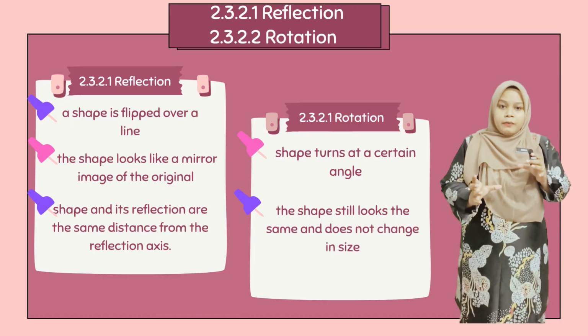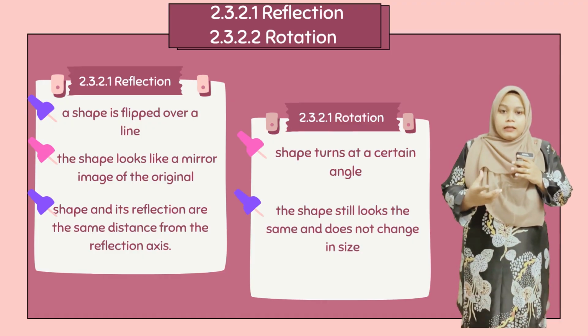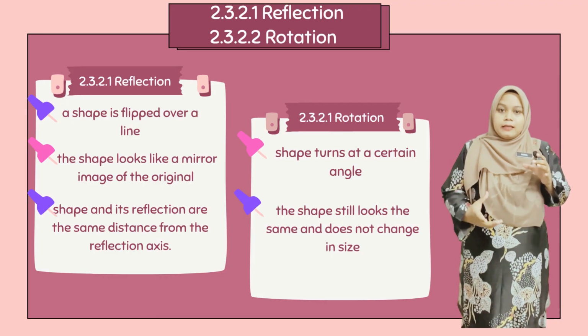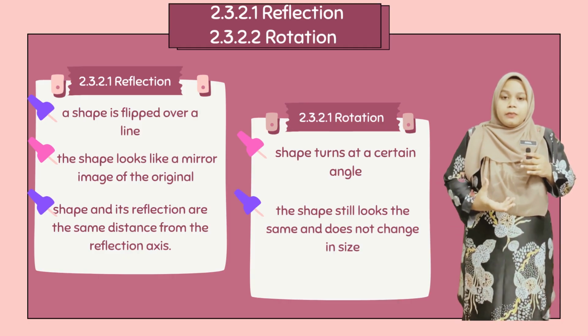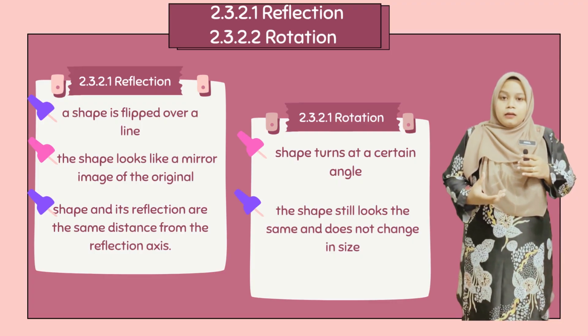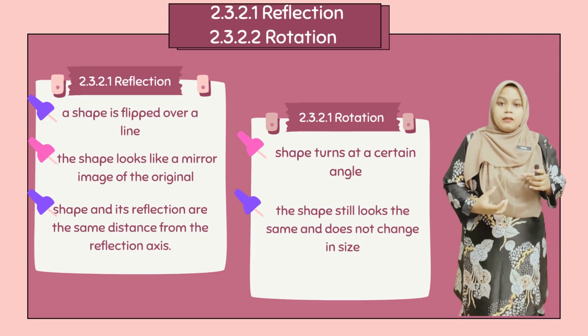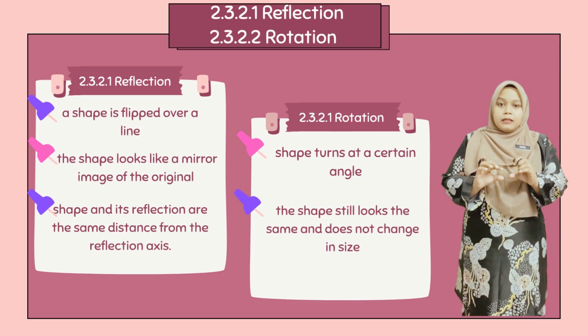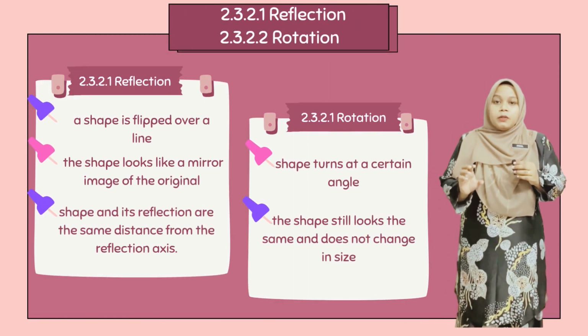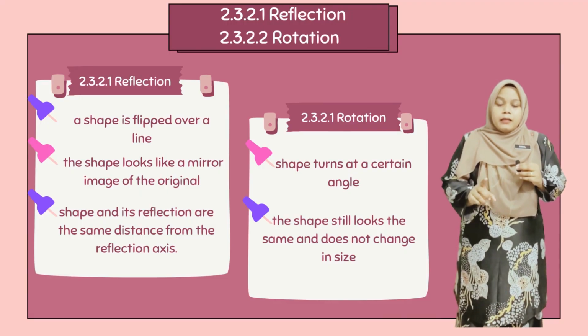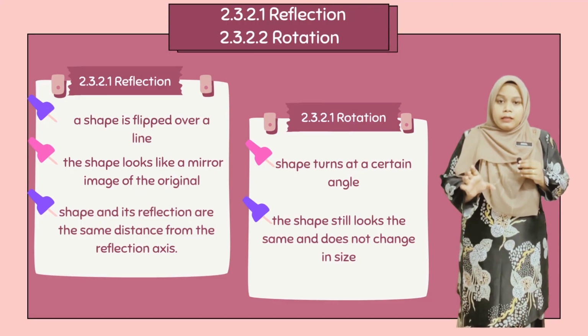Reflection is when a shape is being flipped over a line, which we call the reflection axis. Even though it is just a reflection, the shape looks exactly like the original, as a mirror image. The reflection shape and the original shape have an equal distance from the reflection line. Okay, rotation is when the shape turns at a certain angle. Even though a rotation occurs, the shape still looks the same and doesn't change its size.